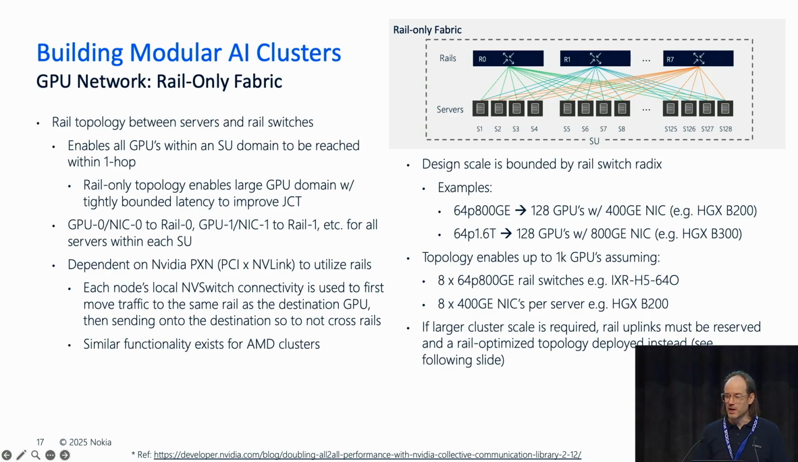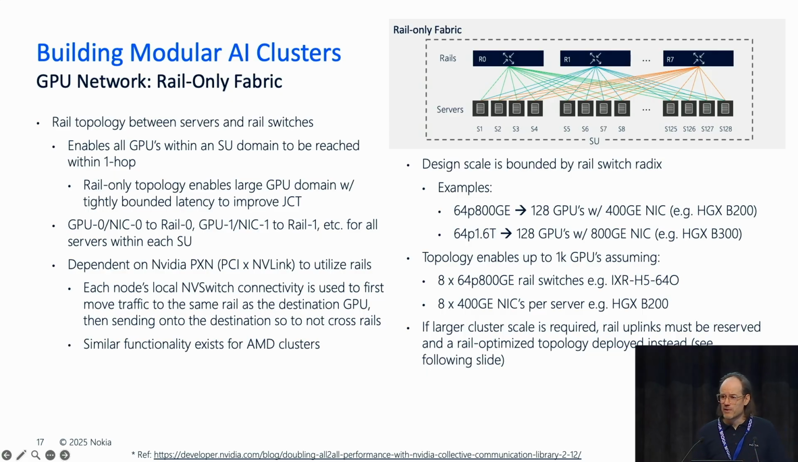Now, for this to work, it's dependent on some GPU-specific features. In NVIDIA world, this is a feature called PXN. And so basically, each node's local NV switch connectivity is used first to move traffic to the same rail as the destination GPU, and then it sends it over that rail so that you don't need to cross rails. So for example, if I need to go from GPU 0 on server 0 to GPU 1 on server 1, I'm first going to send it internally towards NIC 1 on server 0, then over that rail 1, and then it's going to get to my destination there.